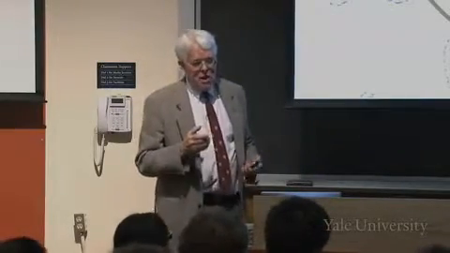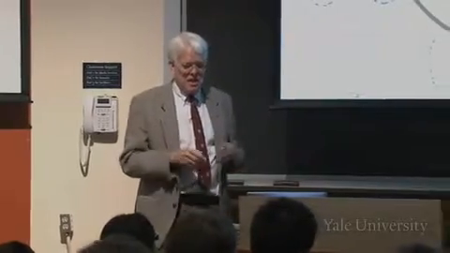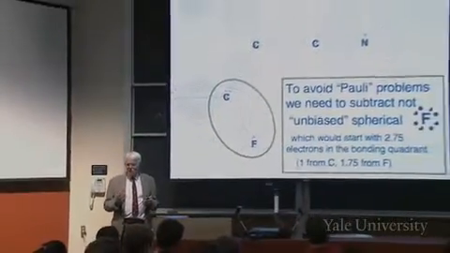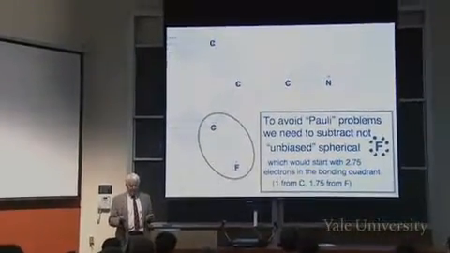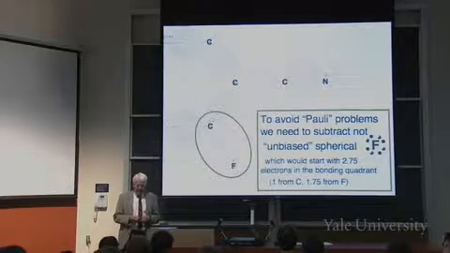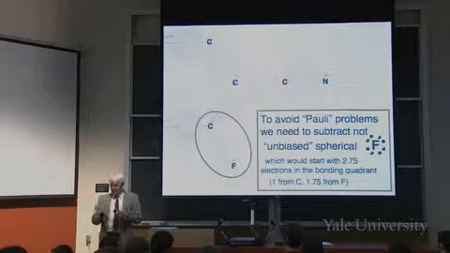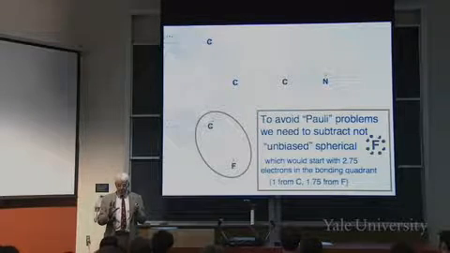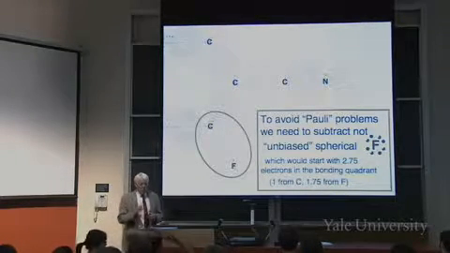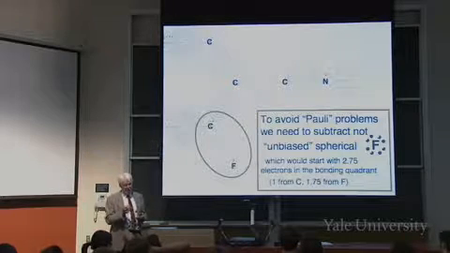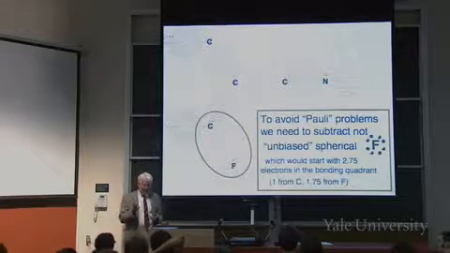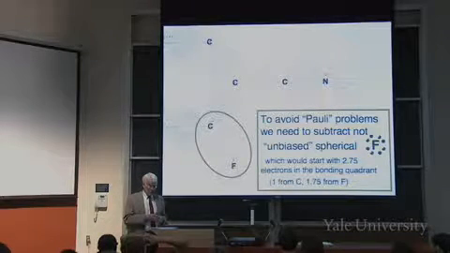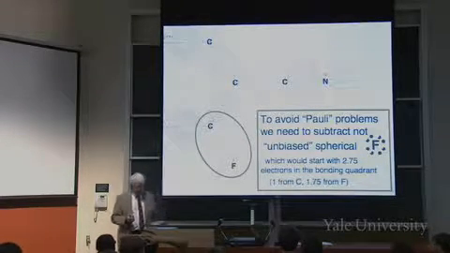Now, to avoid Pauli problems, and this isn't the time to discuss what those are, we need to subtract not an unbiased spherical fluorine atom, which, if you count up how many electrons there are on fluorine, each quadrant of space around fluorine, of which there will be 4, each quadrant will have 1 3/4 electrons in it. You multiply that by 4 and you get 7 electrons, which is the valence electrons of fluorine.